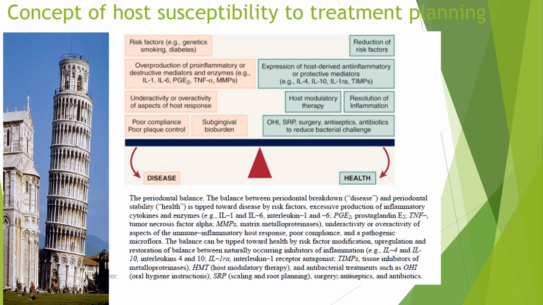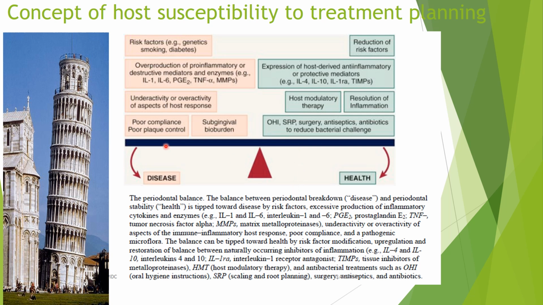So, in the disease status, it has been found that this is a balance. If this balance is disrupted, then you end up in disease. In the case of health, you generally have a reduction of the risk factors. You have more anti-inflammatory or protective mediators such as interleukin 4, interleukin 10, etc. With host modulation therapy, resolution of inflammation, and therapy from the professionals, you have a healthy status.